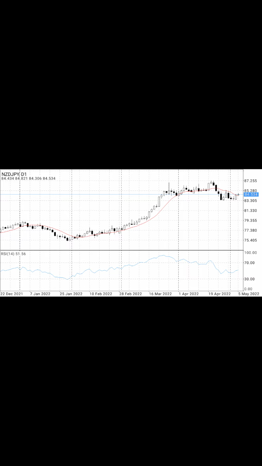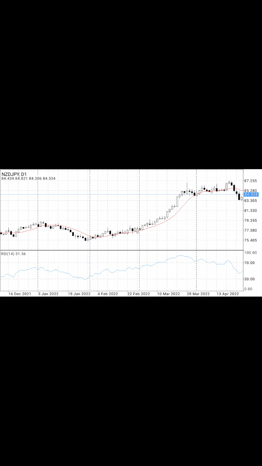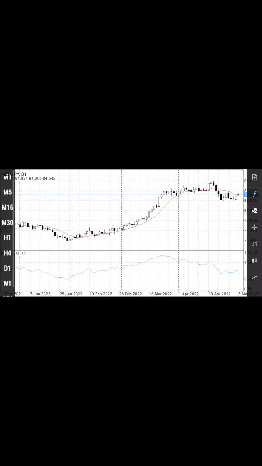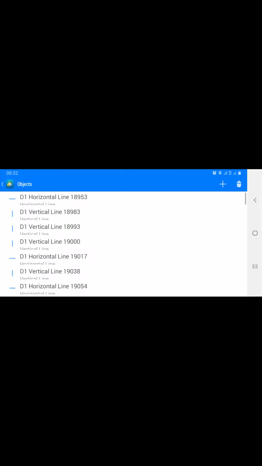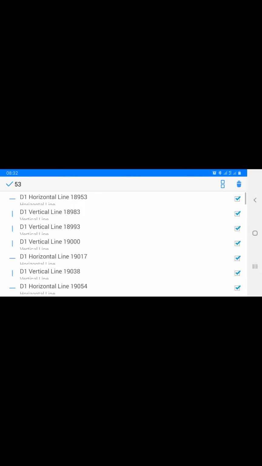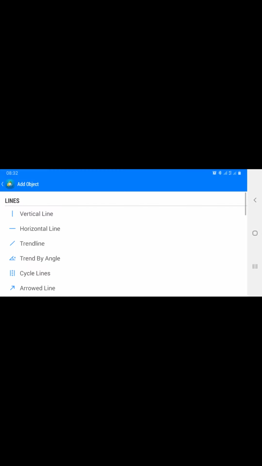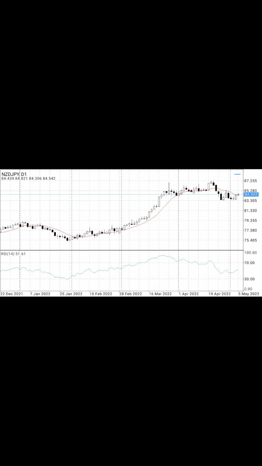So here's the chart and the 1 day time frame. So let's start by highlighting some trends. Okay, these are the objects from the previous analysis, and I'm going to delete them so that I can have space to open new objects. And let's start dicing through the assets.